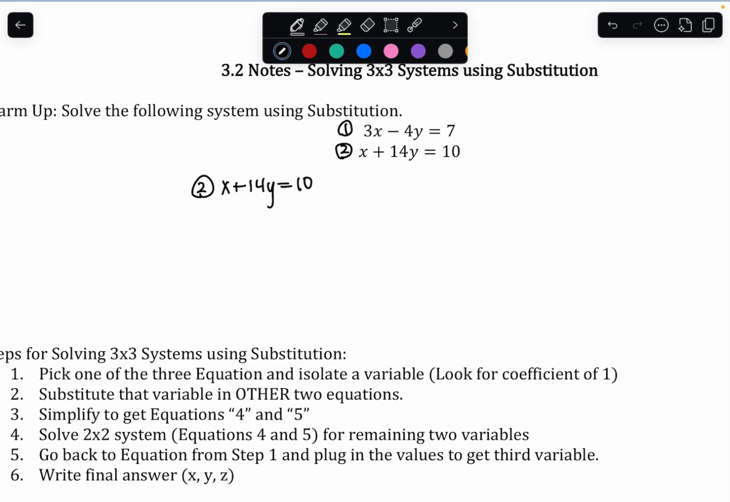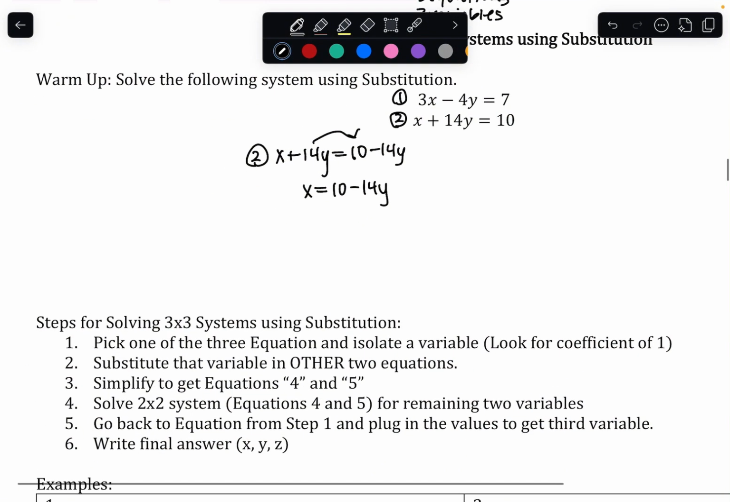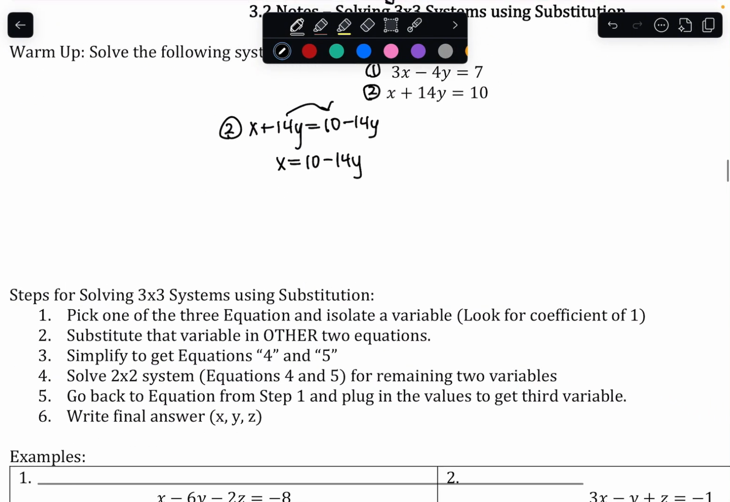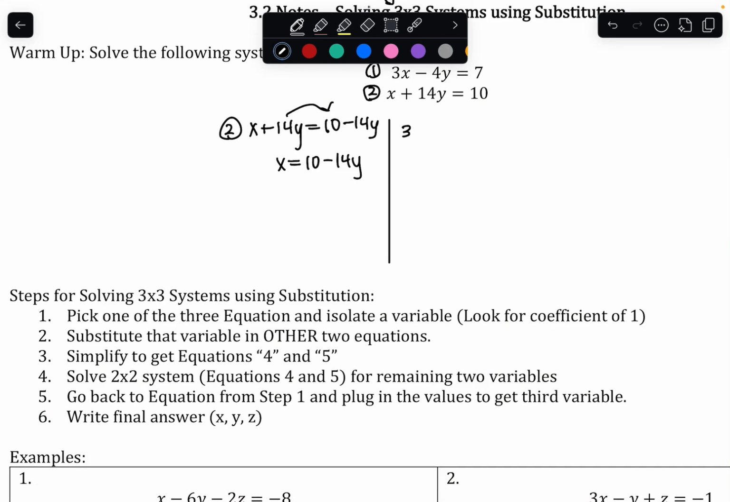Okay, and so to solve for x, we need to move the 14y to the other side, and that becomes negative when we move it over. And so now it's 10 minus 14y. Once you have one variable already solved for, I like to make a column and write the other equation, which is equation 1.